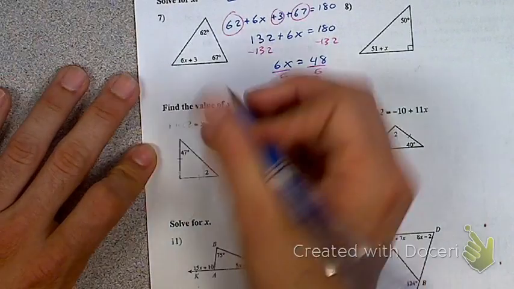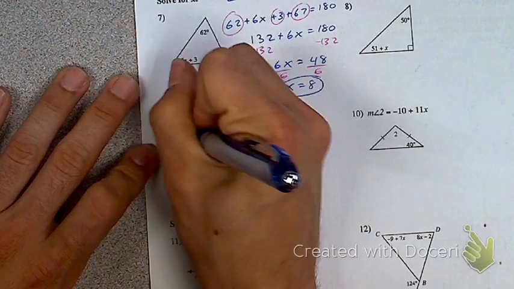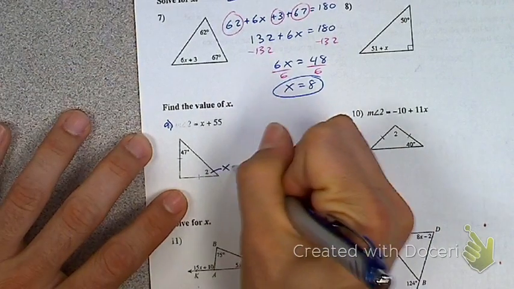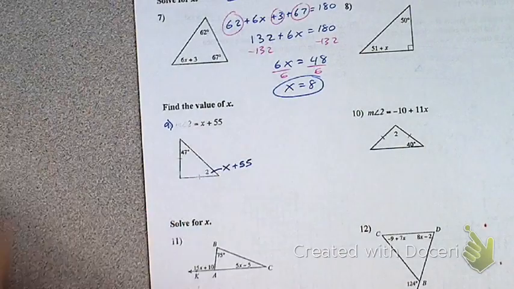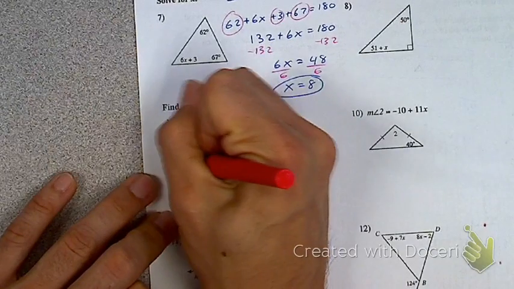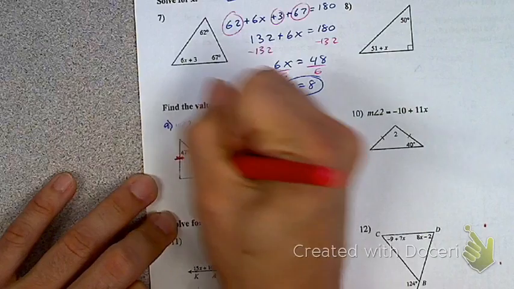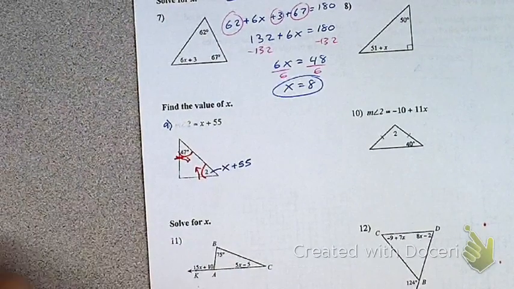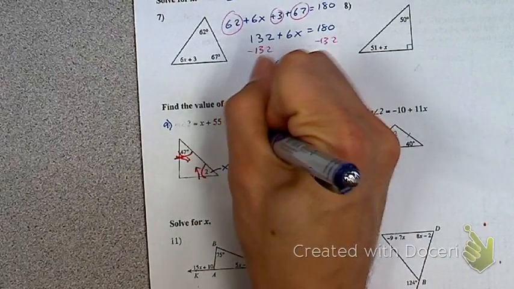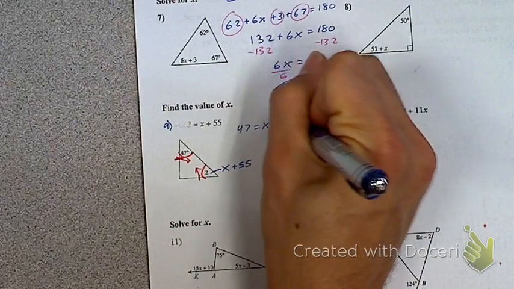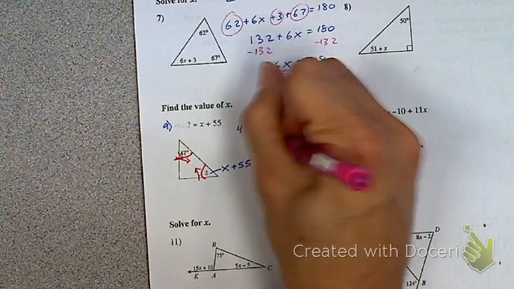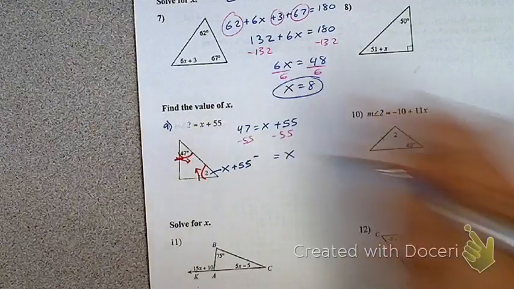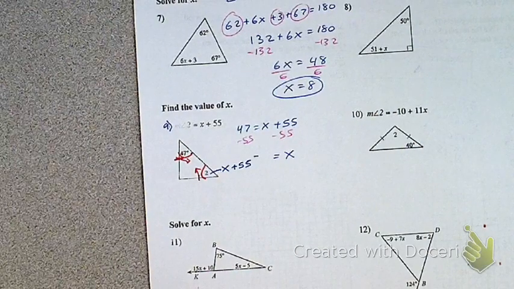For number 9, the measure of angle 2, this one here, is x plus 55. And so again, these tick marks mean that it's an isosceles triangle, which means opposite angles are also congruent. So 47 is congruent to x plus 55. So we say 47 equals x plus 55. We subtract to say that x equals negative 8.